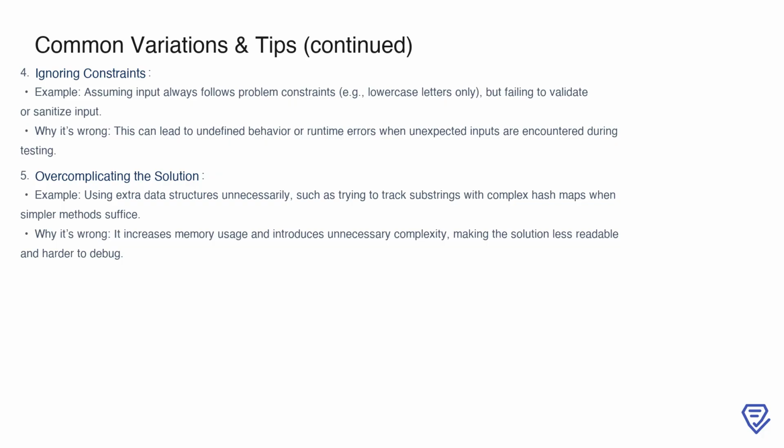Additionally, overcomplicating the solution is a trap many fall into. Using unnecessary data structures, like trying to manage substrings with complex hash maps when simpler methods would suffice, can make your solution harder to understand, debug, and maintain. Striking the right balance between simplicity and efficiency is key to writing clean, effective code.